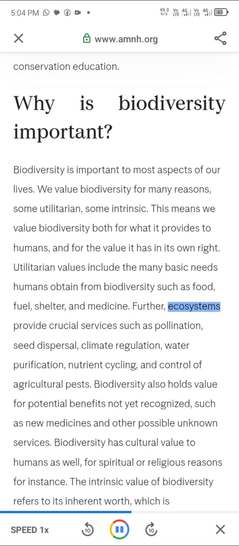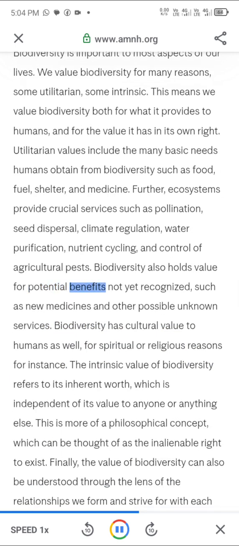Further, ecosystems provide crucial services such as pollination, seed dispersal, climate regulation, water purification, nutrient cycling, and control of agricultural pests. Biodiversity also holds value for potential benefits not yet recognized, such as new medicines and other possible unknown services. Biodiversity has cultural value to humans as well, for spiritual or religious reasons, for instance.